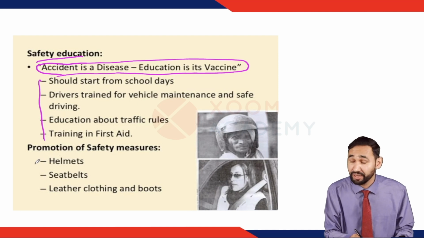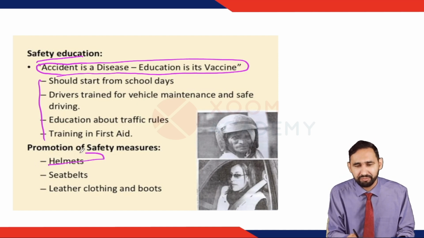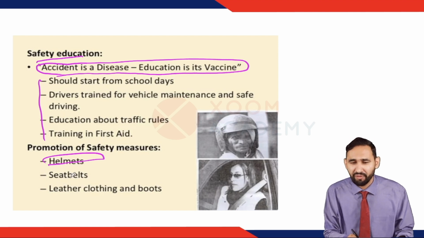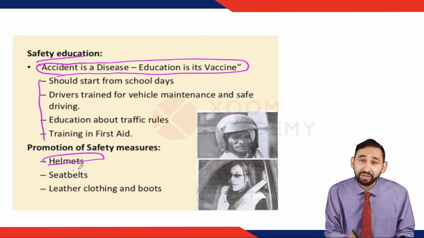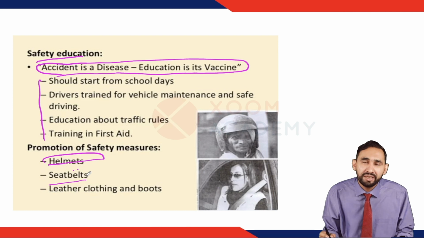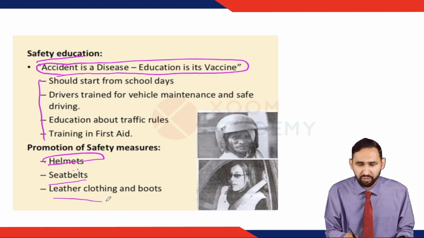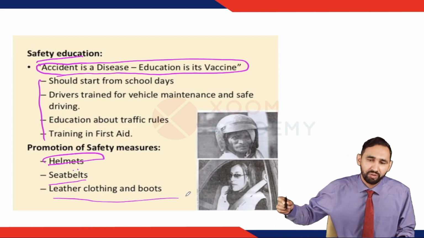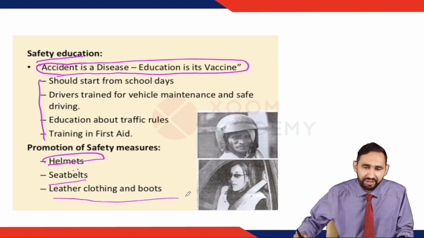Promotion of safety measures. Safety measures are mandated, like helmets. Certain randomized controlled trials and before and after comparison studies showed that after using helmets, severity of injuries due to accidents reduced. After using seat belts, severity of injuries due to accidents is reduced. There should be leather clothing and boots. We should use them. So we should have personal protective measures. We should protect the vehicles. So education is required in this regard.